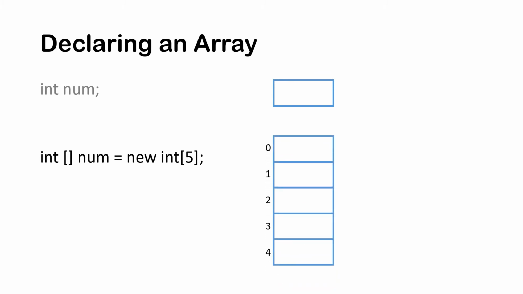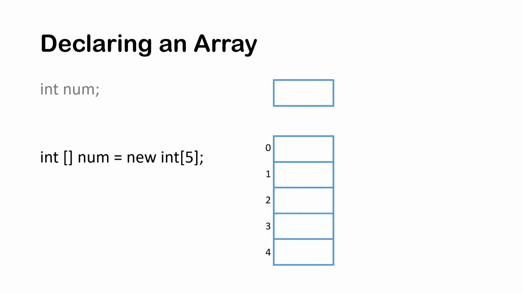Now, to declare an array, it looks quite complicated, but we will decipher it and look at it carefully. So it's int[] num = new int[5]; Now this gives you 5 boxes or places in memory or RAM where you can store your integers. Let's look carefully at how we declared it.